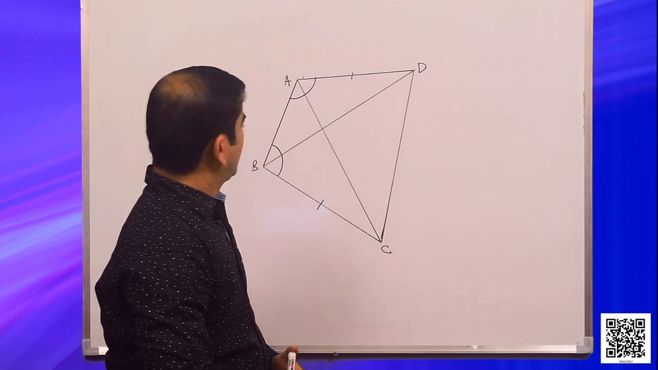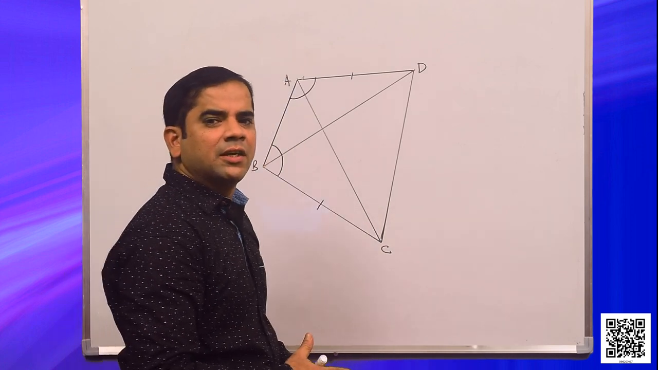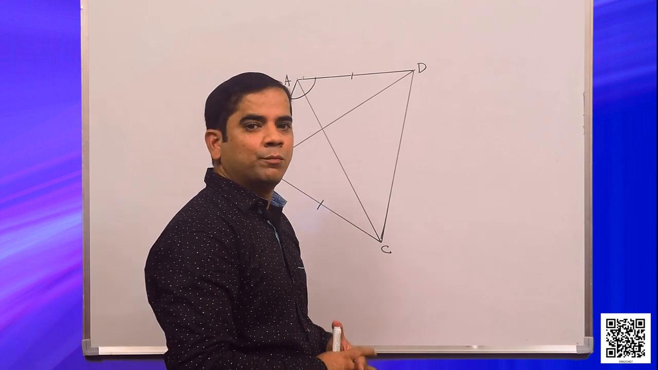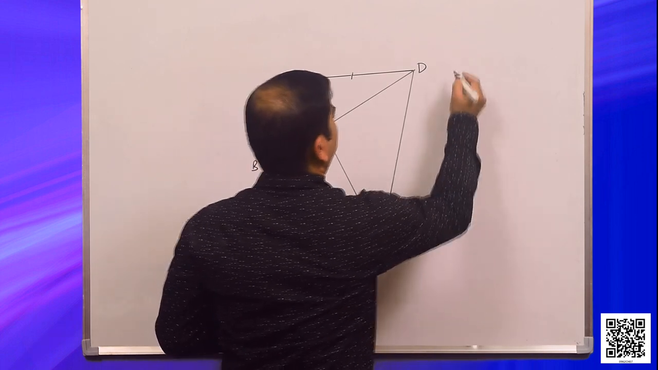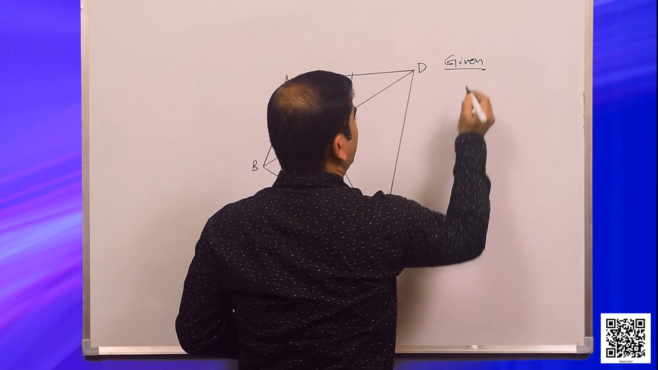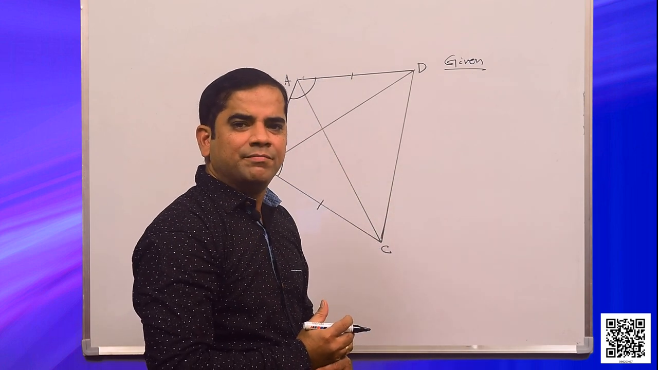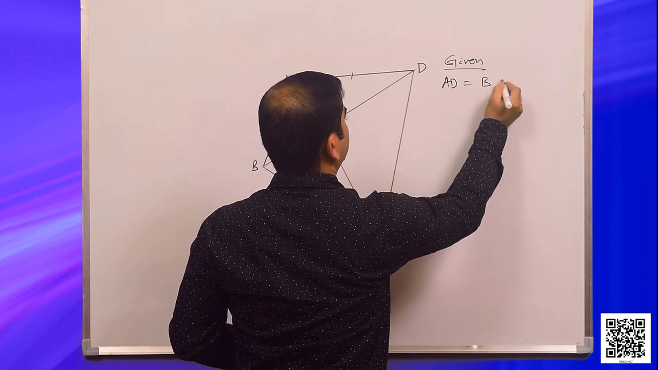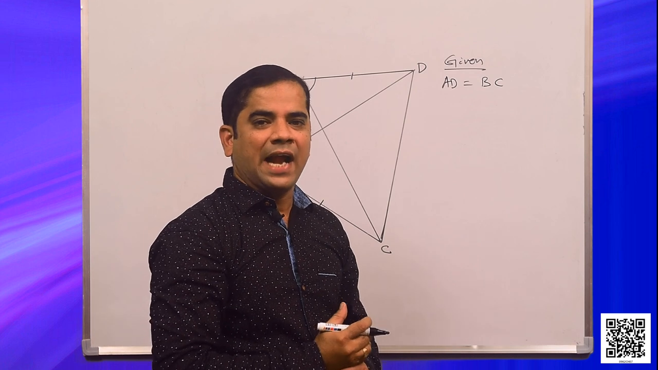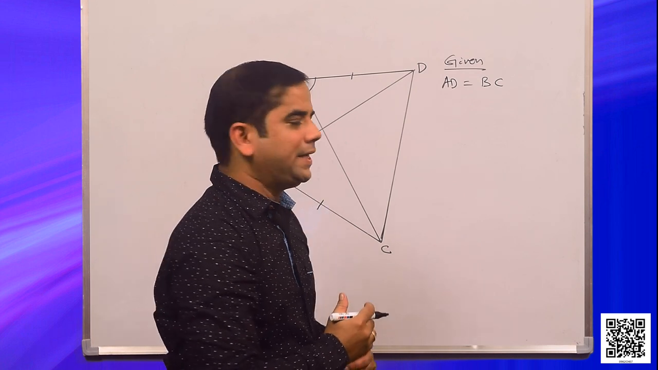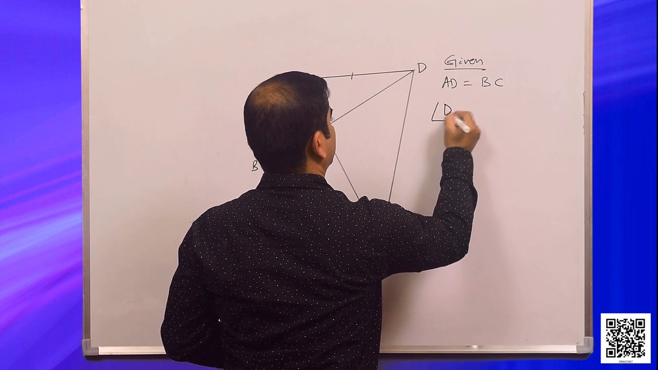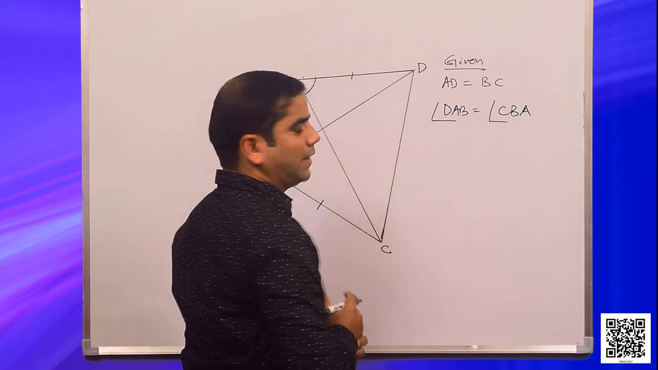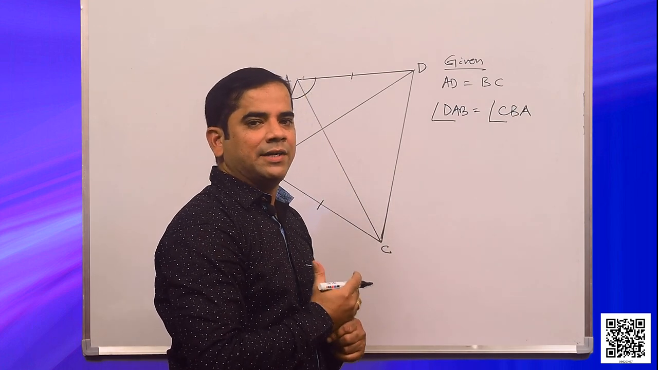Students, this is the diagram that is similar to the diagram given in your book. Let us discuss the proof now. So, what is the given data first? Given data, AD is equal to BC. Then, angle DAB is equal to angle CBA. Fine. These are the two given data.